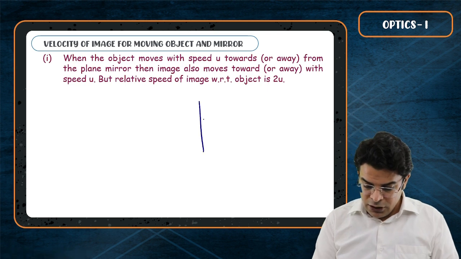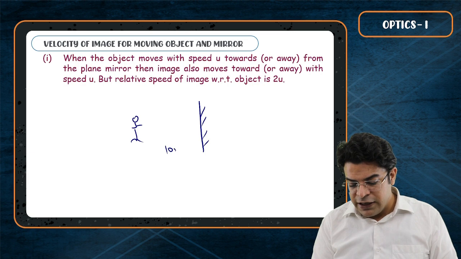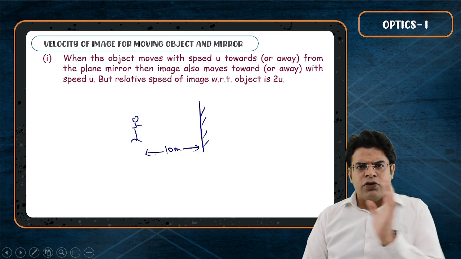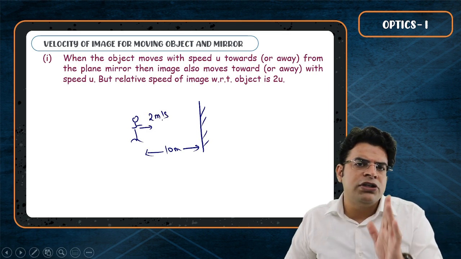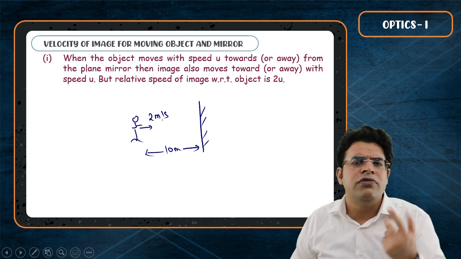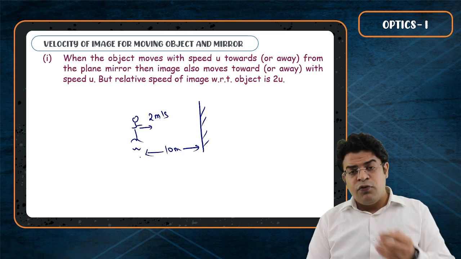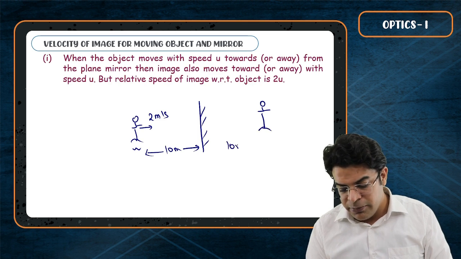Why? Think of it. Let's say you are standing at a distance of 10 meter in front of a mirror, and you start moving towards the mirror with a speed of 2 meter per second. I ask you after how much time you will reach the mirror. You will say, I will reach the mirror in 5 seconds, 10 divided by 2. If you are standing at a distance of 10 meter in front of the mirror, your image will be formed at a distance of 10 meter behind the mirror.